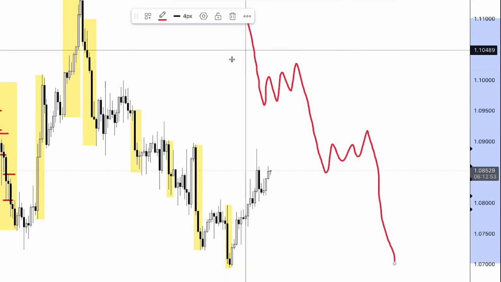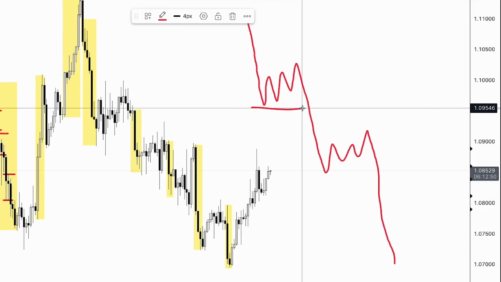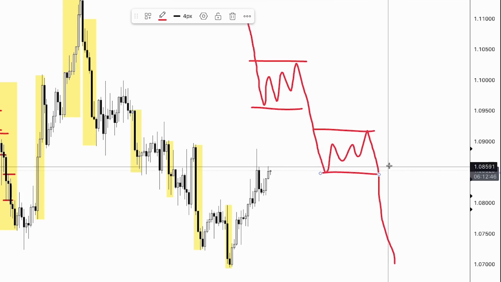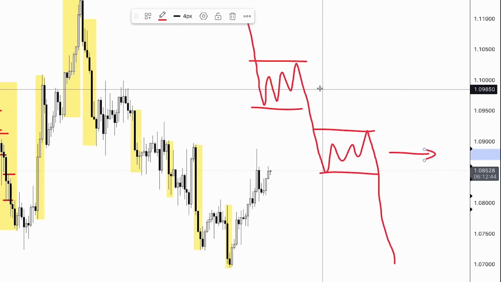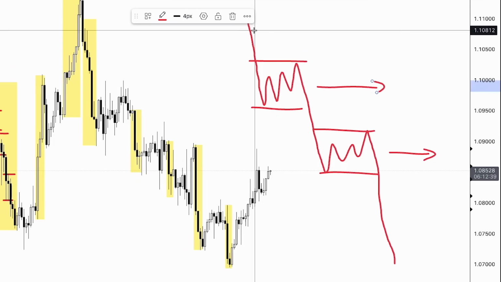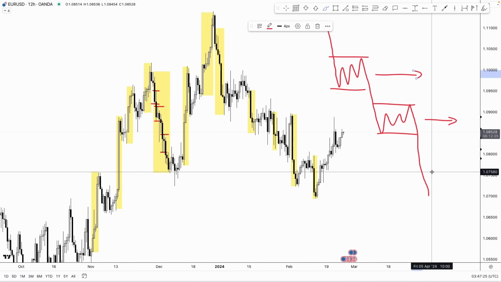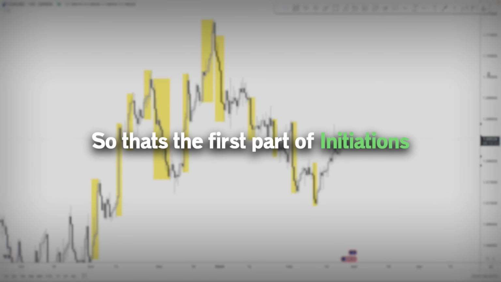And what's happening here is price is creating new sideways ranges and just initiating lower prices within the market. That's creating future reaction points within the market as well. And they're aggressively selling within the market because they're initiating on the higher time frame. So that's the first part of initiations.